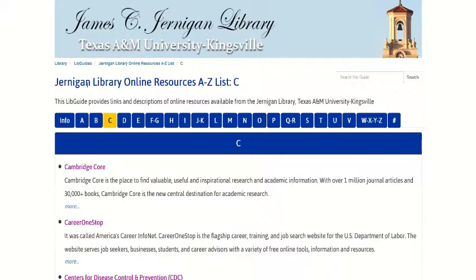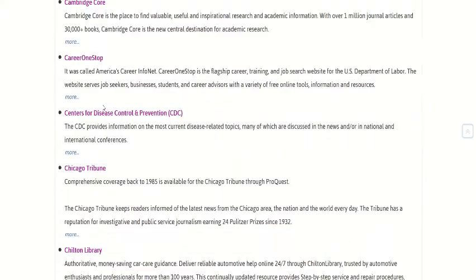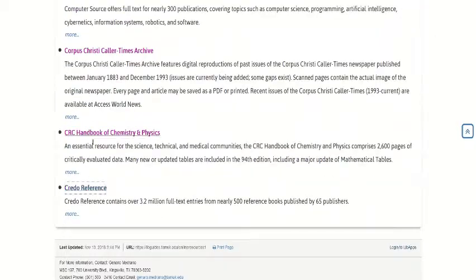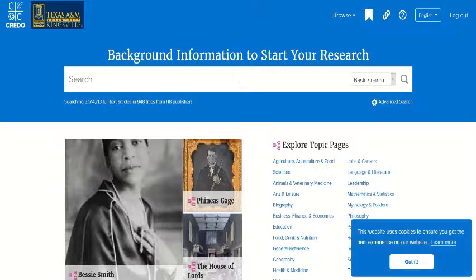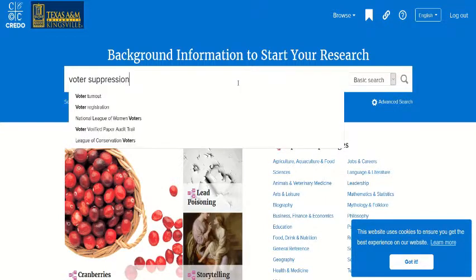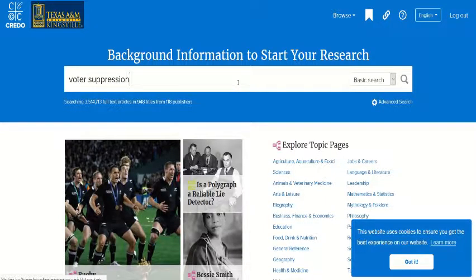Okay, one last database to look at, one last reference material source to look at, and that's Credo Reference. So back to the TAMA website, scroll down under C to Credo Reference. That'll take us to here. Again, a different interface than the Academic Search Complete or MLA, similar to the Encyclopedia Britannica and the Gale Virtual Library. It's a very simple search bar, right? So let's see what happens when we put in, let's say, voter suppression. See if anything comes up here.